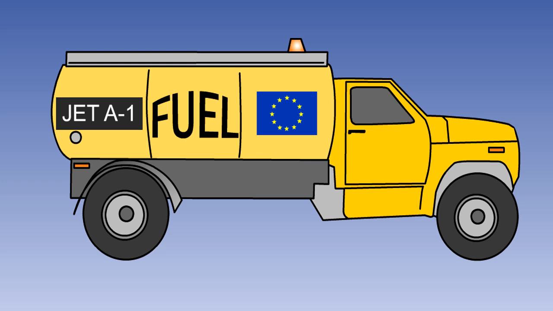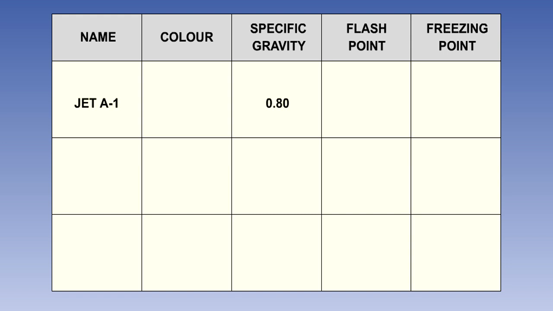There are two grades of AVTUR in use. Jet A1 is used in Europe and most of the rest of the world, whilst Jet A is used in the United States of America. Jet A1 is a kerosene-type fuel, with a nominal specific gravity of 0.8 at 15 degrees Celsius. It has a flash point of 38.7 degrees Celsius and a waxing point of minus 50 degrees Celsius. Waxing is explained later in the lesson.